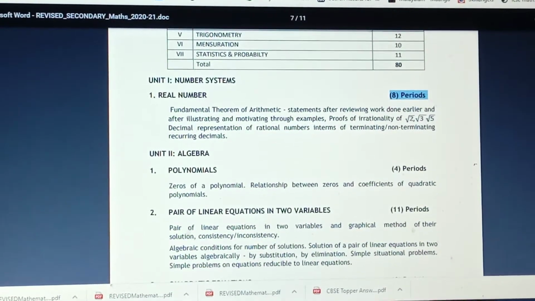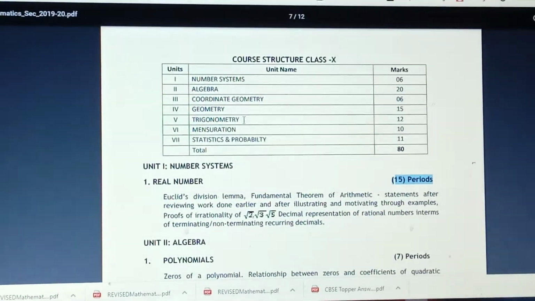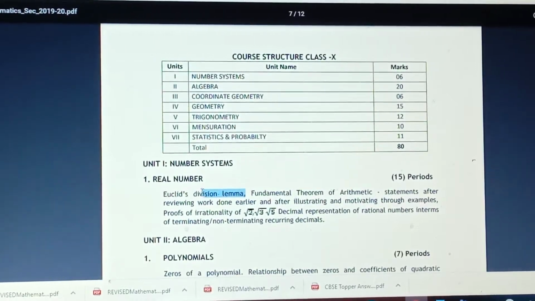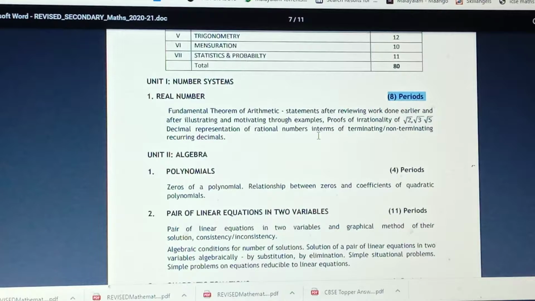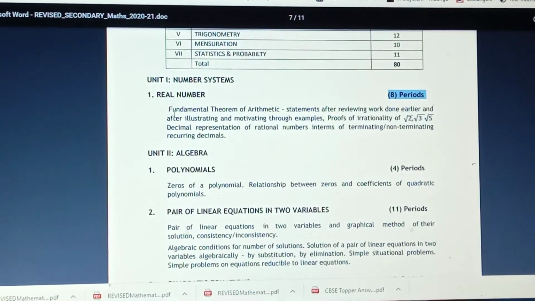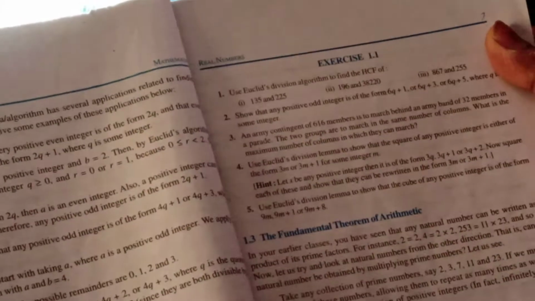So what is not there right now? If we look at it carefully, Euclid's division lemma, which was there last year, it is totally not there this year. That has been removed. So now if you look at your textbook, page number 2, from page number 2 till your exercise 1.1, everything which contains Euclid's lemma has been removed.